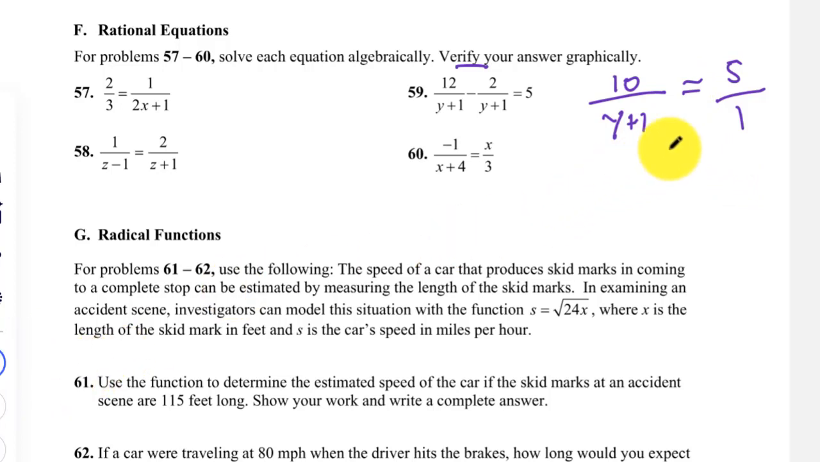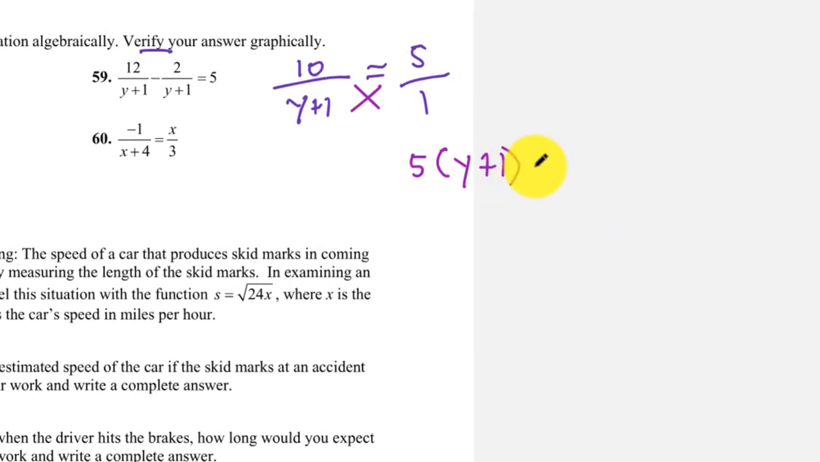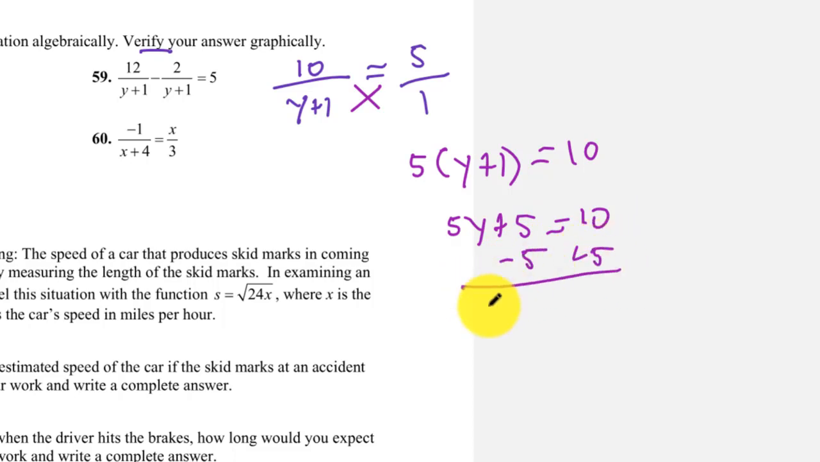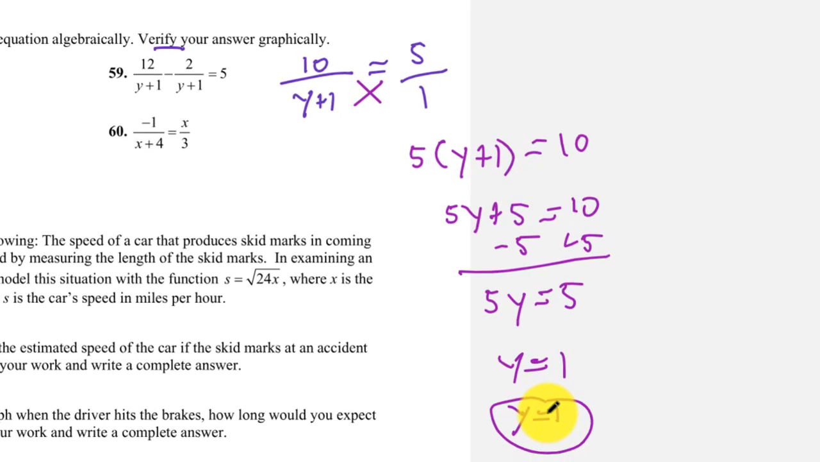And then we cross multiply. The 5 times the quantity y plus 1 and 10 times 1. So you get something that looks like this, and set that equal to 10. 1 times 10 is 10. So you end up with 5y plus 5 equals 10. We subtract 5 from both sides to get 5y equals 5. You divide both sides by 5, you get y equals 1. That's my final answer for number 59.